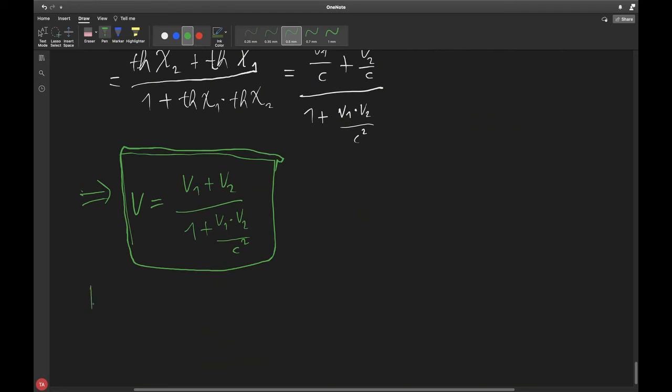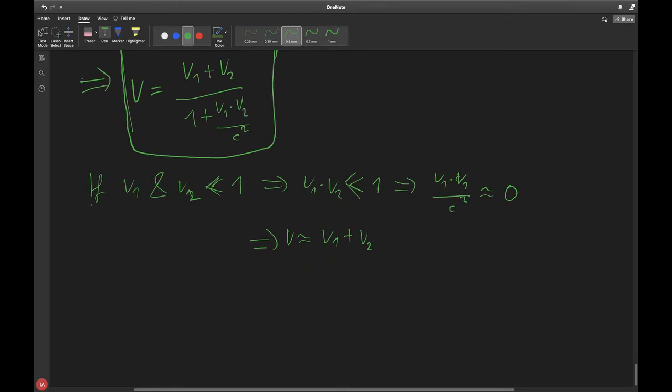I can say that if v1 and v2 are much less than c, then their multiplication v1 times v2 is even smaller. If v1 times v2 was already a small number, then divided by c squared, that's essentially 0. And so in this case, we get back that v is approximately the same as v1 plus v2.